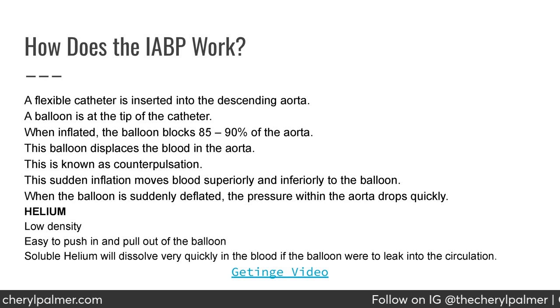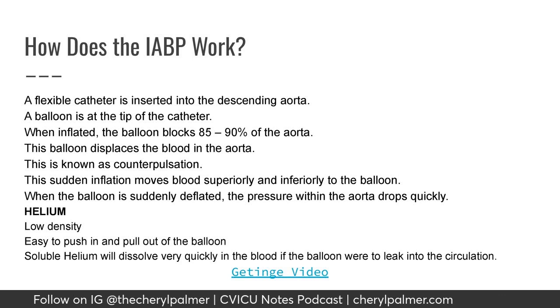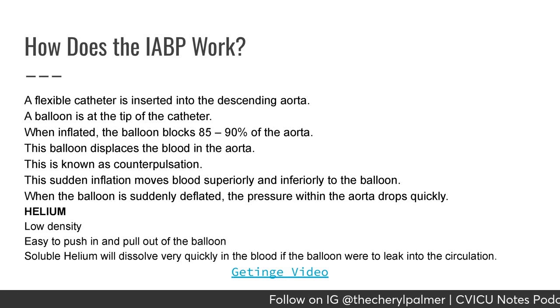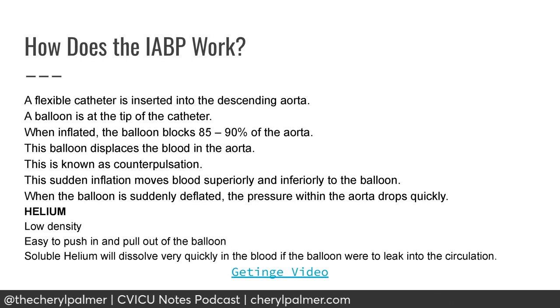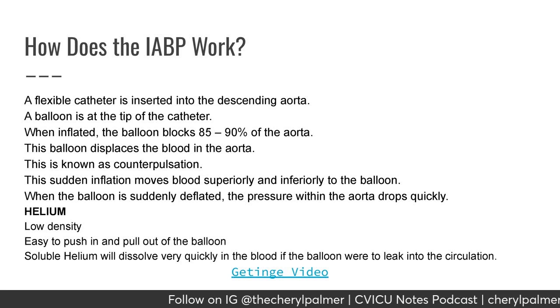How does the balloon pump work? The flexible catheter is inserted into the descending aorta. A balloon is at the tip of the catheter. When inflated, the balloon blocks 85 to 90% of the aorta. This balloon displaces the blood in the aorta. This is known as counterpulsation. This sudden inflation moves blood superiorly and inferiorly to the balloon. When the balloon is suddenly deflated, the pressure within the aorta drops quickly.